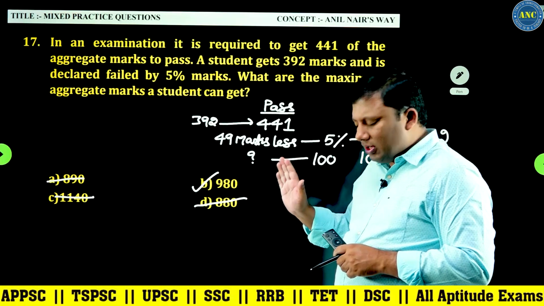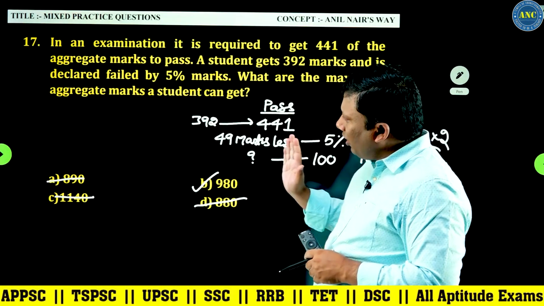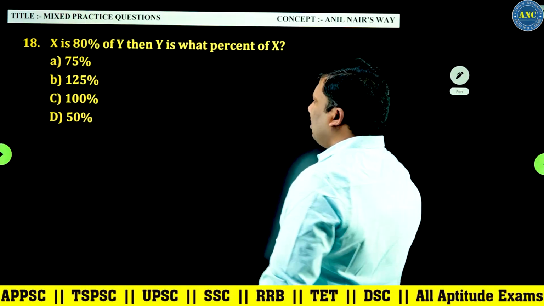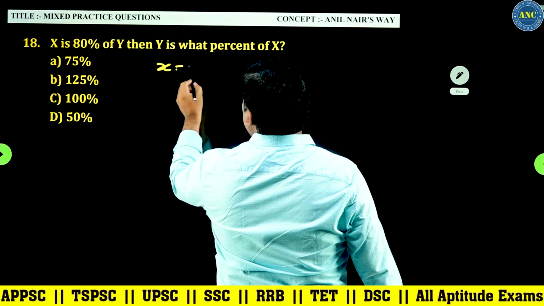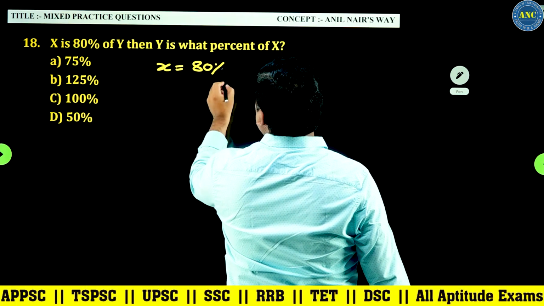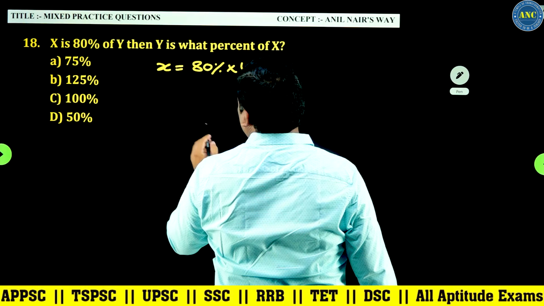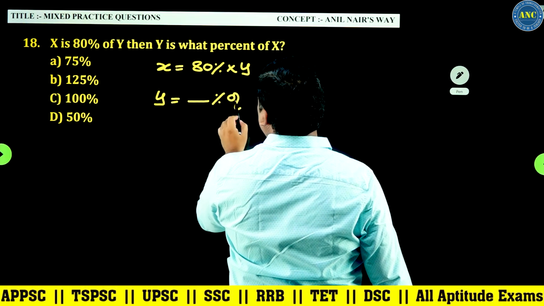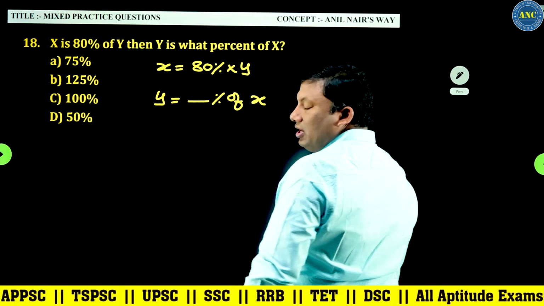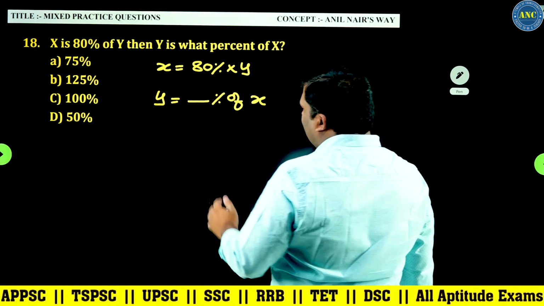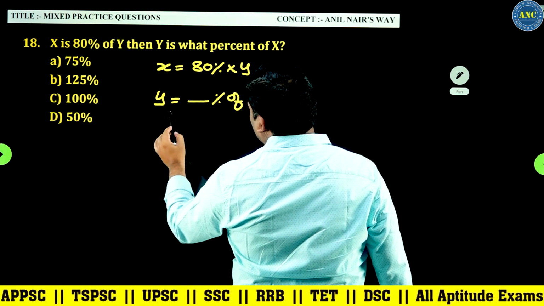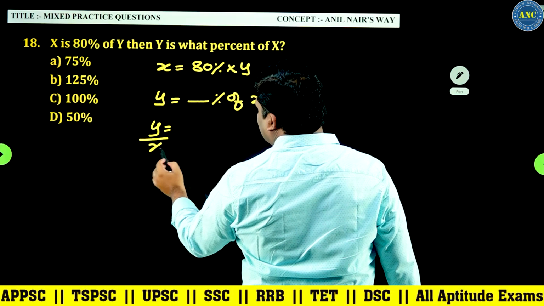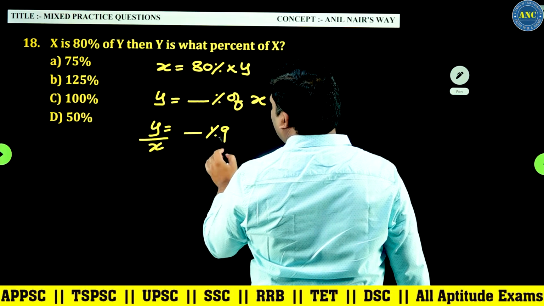Is the idea very much clear to you? I hope the concept is very much clear to you. Read this question. X is 80 percentage of Y. Y is dash percentage of X. Now if you see here, this will be Y by X. Y by X is dash percentage. This is what we require.